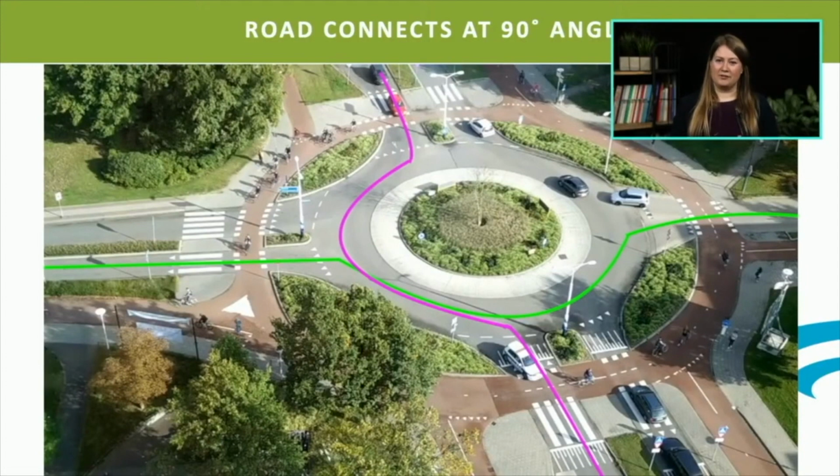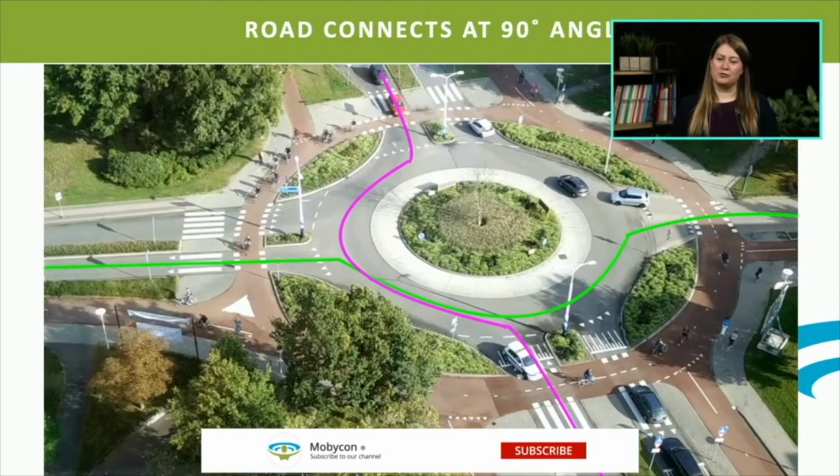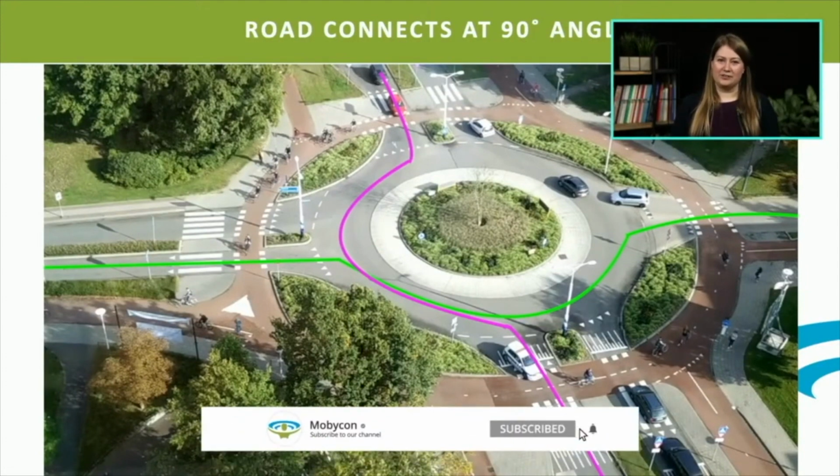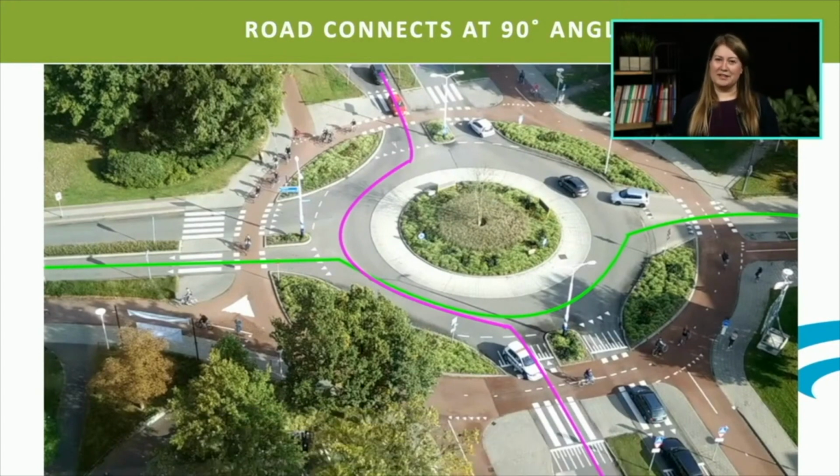A very important aspect is also to connect at a 90-degree angle. If you connect at a 90-degree angle, you really have to slow down. You really have to maneuver around the roundabout, and you can't just speed through at whatever speed you're going. If you're going 50 kilometers per hour, you really have to slow down to 30, because otherwise you will hit the greenery in the center, and you don't want that.